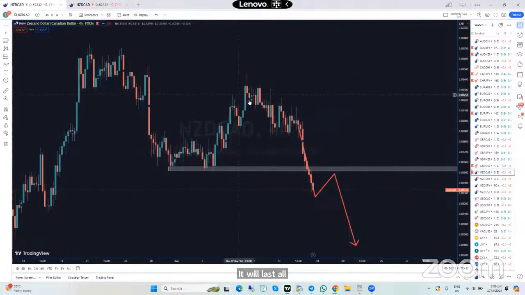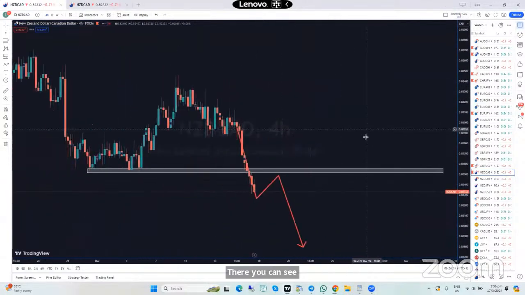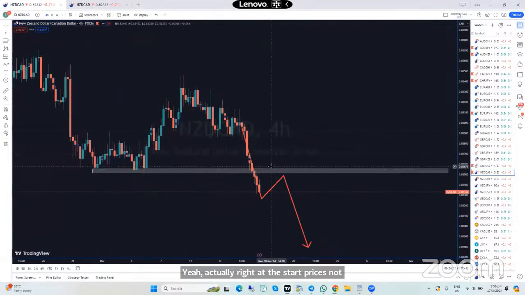There you can see we are actually right at the start. Price has not made any sort of lower high, any sort of cyclicity yet. So in fact, it breaks a very nice looking horizontal level, just waiting for some kind of pullback, and then we can enter.